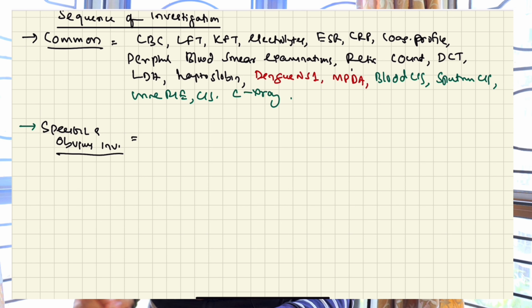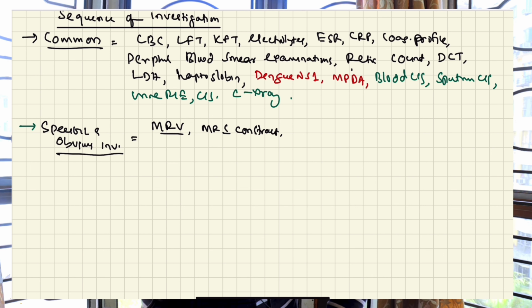After this initial set of investigations is done, then we will proceed for more specific investigations that are obvious in this case. Right? What are they? MRI with contrast, MR venogram, MRV. Why MRV? MRV will diagnose any venous abnormality in the central nervous system. In this age group, in this patient, cerebral venous sinus thrombosis is a probability. So we need to rule that out.